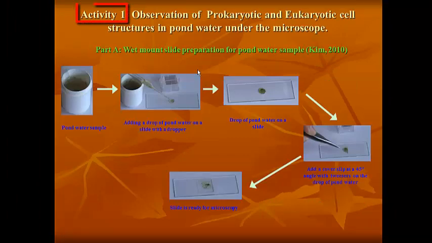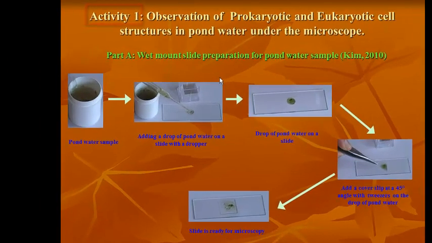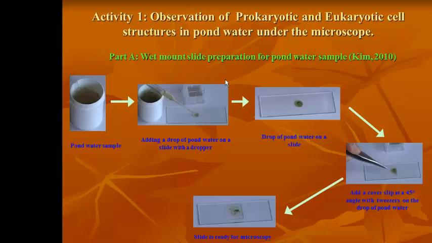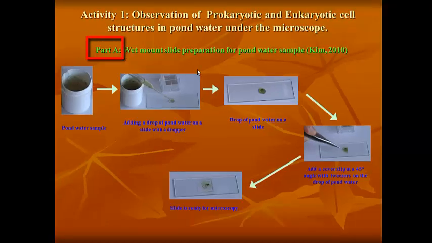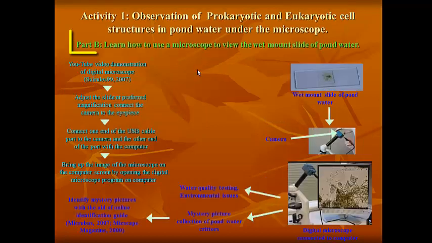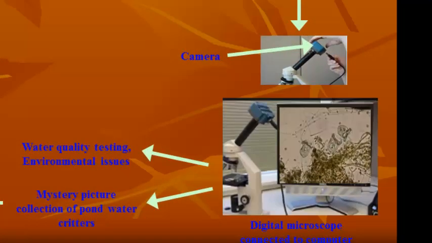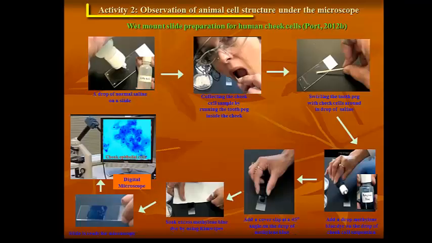Activity 1 is basically the observation of different types of prokaryotic and eukaryotic cell structures in terms of size and shape in pond water sample. Activity 1 is divided into 2 parts. Part A is the wet mount slide preparation for pond water according to the procedure shown here. In Part B of Activity 1, students have learned how to use a digital light microscope followed by viewing the prepared wet mount slide of pond water.